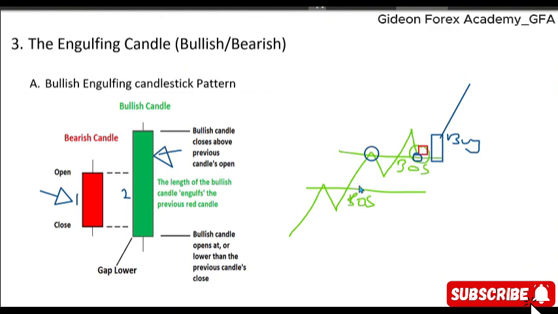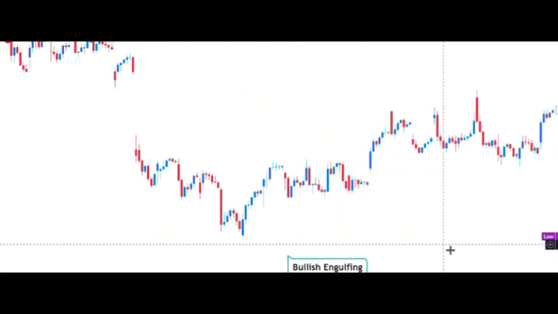You can also use the Fibonacci retracement tool for more confluence, or even a trend line for more confluence to continue your trade to the upside. Take a look at this.